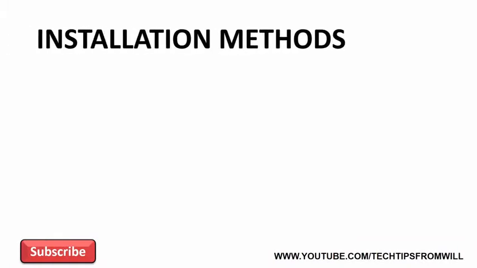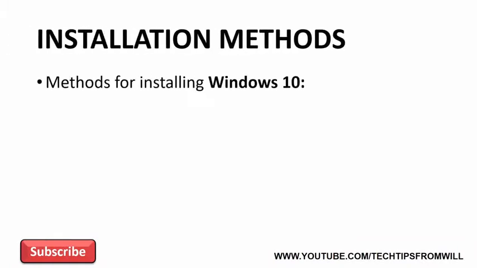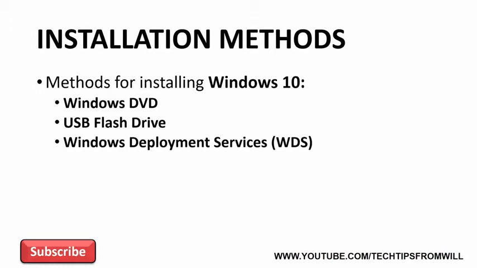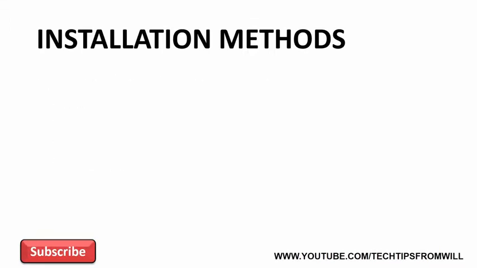So let's get started. In this video I will look at 4 methods for installing Windows 10 onto a computer. These are using the Windows DVD, using a bootable USB flash drive, deploying Windows with a Windows Deployment Services or WDS server, and using a network share to perform the install. Let's have a look at the different install methods in more detail.